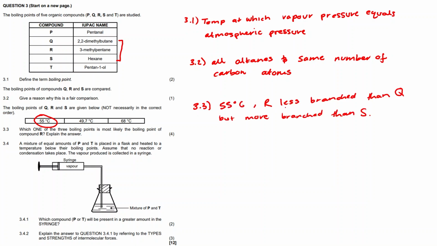We can also say that compound R has a longer chain length than compound Q, as it is pentane, whereas Q is butane. But it has a shorter chain length than S.